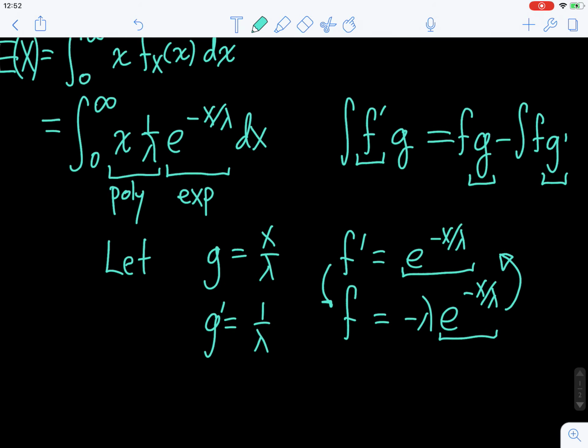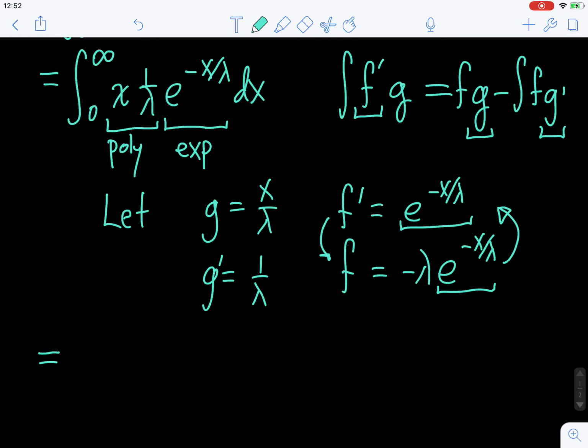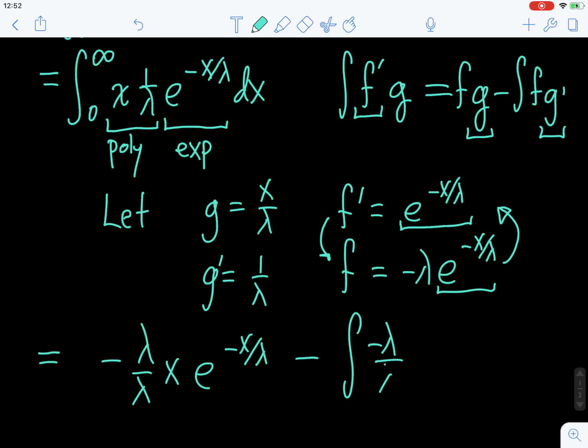Okay, and so plugging it into the formula, we get f times g, which is negative lambda over lambda, x e to the negative x over lambda, minus the integral of f g prime. G prime is 1 over lambda, and so we'll have negative lambda over lambda e to the negative x over lambda. Remember, we're going from 0 to infinity, and so here we can calculate our values from 0 to infinity.